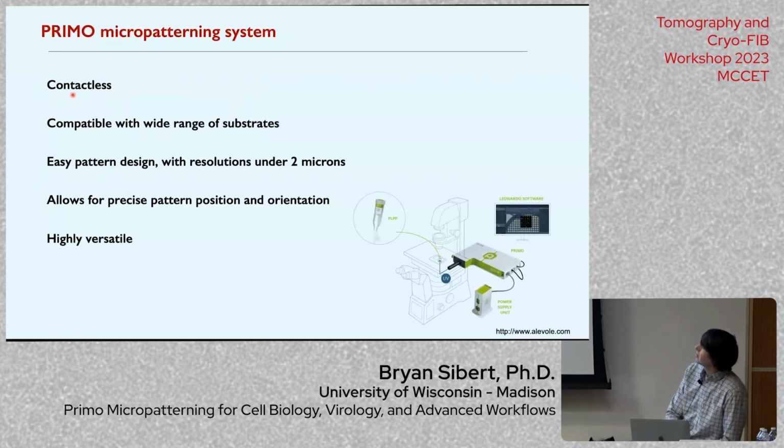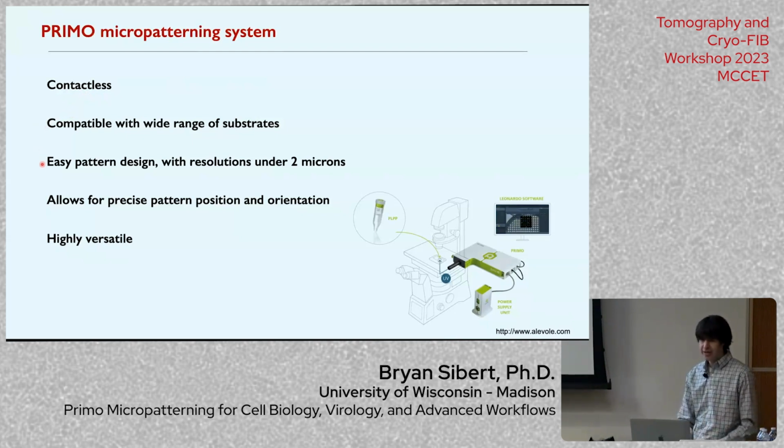Our lab and center, and I think the field in general, is migrating to this PRIMO micropatterning system. One of the main benefits is that it's contactless. As you know, EM grids are very delicate, so this uses light projection. You're not stamping a pattern onto your grid and risking breaking the carbon foil. It's compatible with a wide range of substrates: glass, carbon, silicone, gold, and they have a number of different chemistries. So if you had something weird, they might even be able to come up with that.